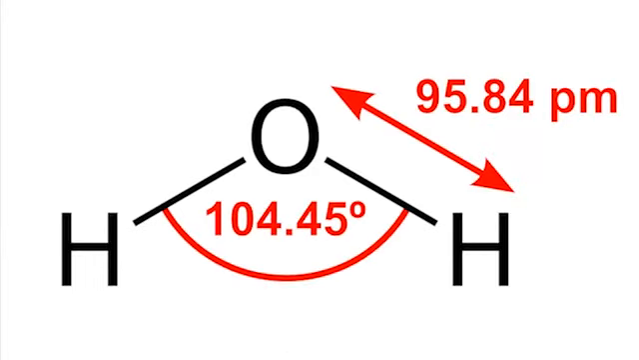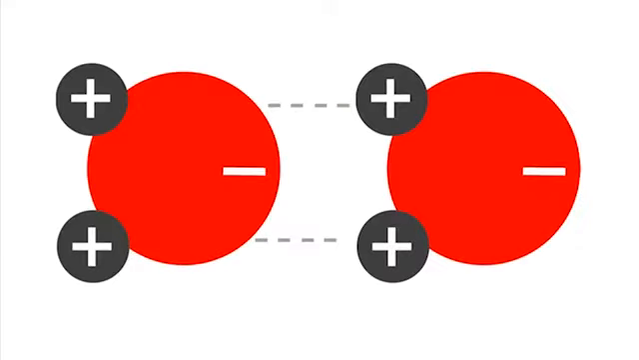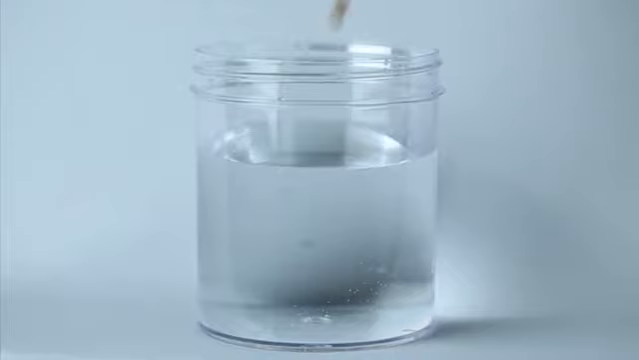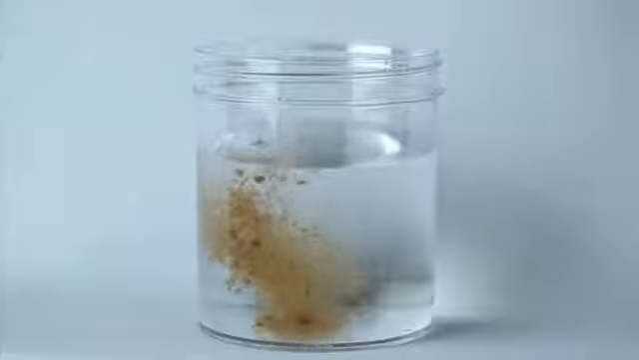This uneven arrangement causes water to have slightly positively and negatively charged ends, or what is called a dipole moment. These charged ends make water molecules attract each other. Substances with this type of self-attraction are called polar. No, not that type of polar. Water's polar properties determine its ability to mix with other substances.